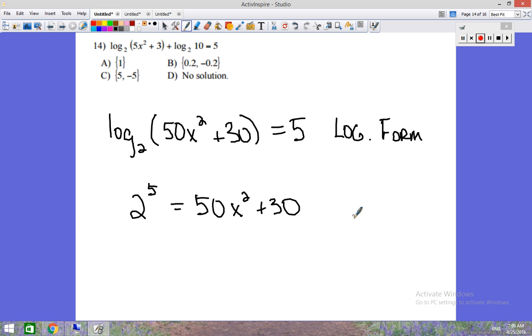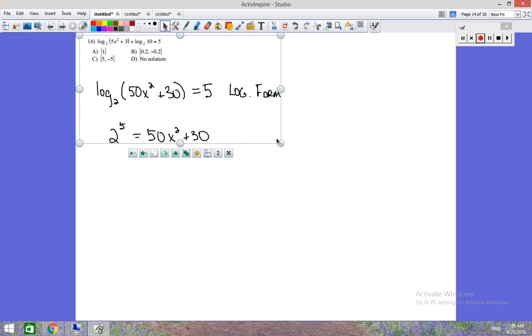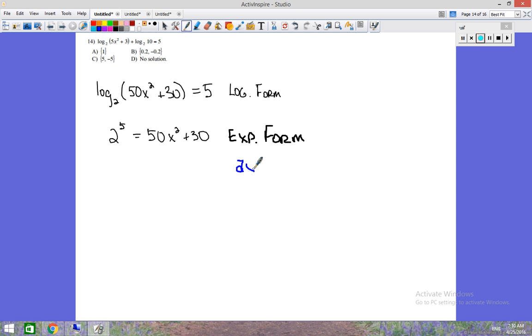This is a quadratic equation. For quadratic equations, we want to get them in standard form. Let's back up a second. We went from log form to exponential form, and in our previous examples, they were proportions. Well, this is a quadratic equation, so we want to get it in standard form. Ax squared plus bx plus c is equal to 0.